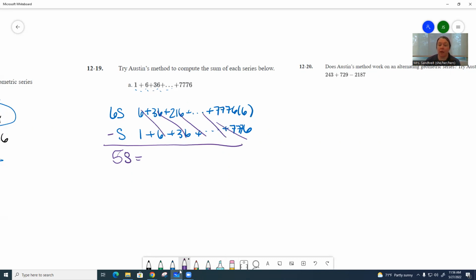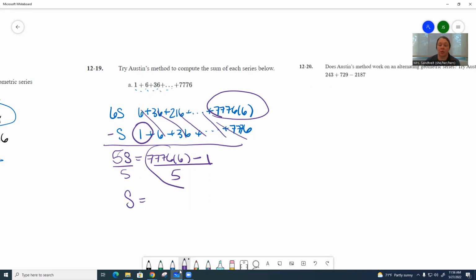All right, and then what I'm going to be left with is my last term minus my first term, which in the last couple have both been 1. They will not always be 1. And then I'm going to figure out what that is, and I'm going to divide by 5. So I can just put that into my calculator and get my sum.